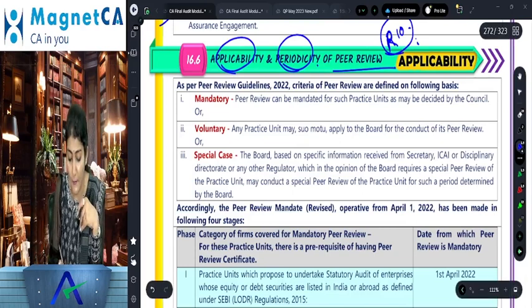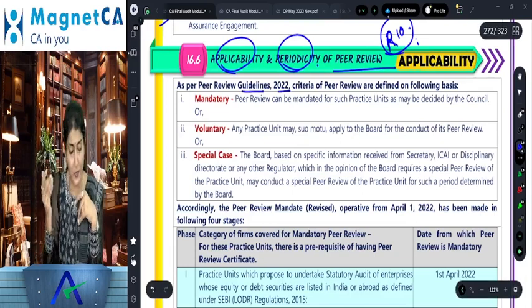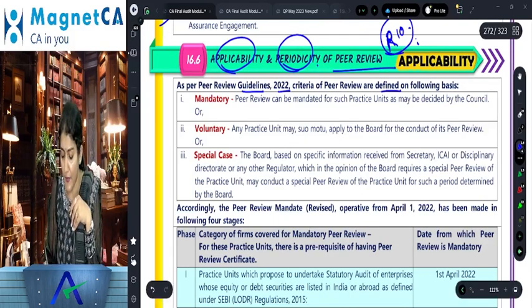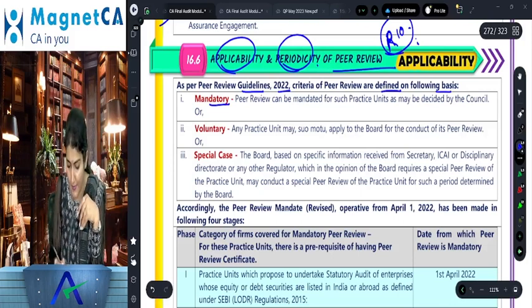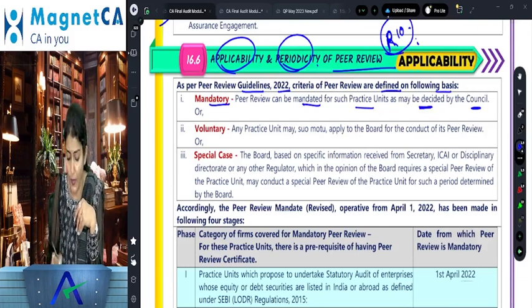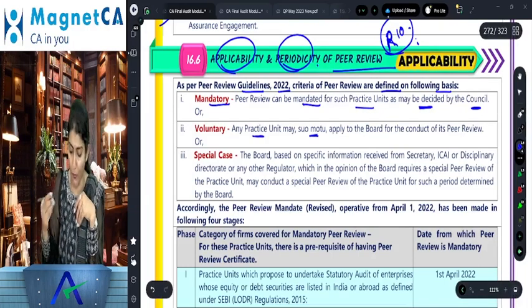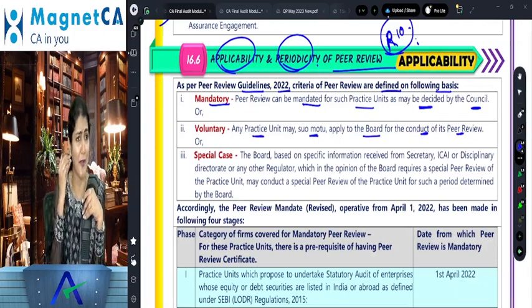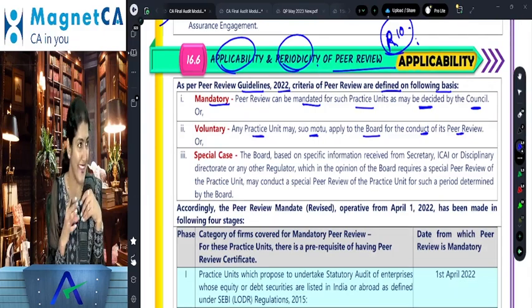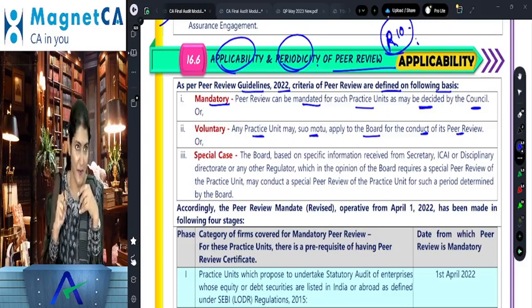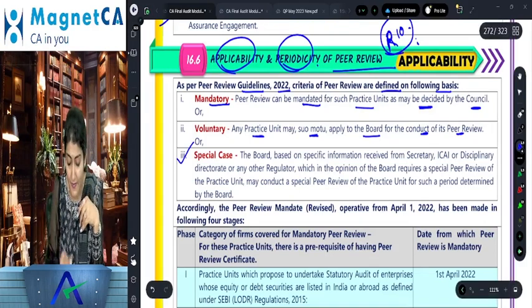So what does it say? As per the peer review guideline 2022, criteria of peer review are defined on the following basis. Mandatory, that is, it is mandatory for such practice units as may be decided by the council, and voluntary. Any practice unit suo moto may apply to the board for the conduct of its peer review. No practice unit will suo moto apply, unless it is mandatory or they require to do the audit of a listed entity for which they require a peer review certificate. So one, it says mandatory, second it says it could be voluntary, and third it says special case.